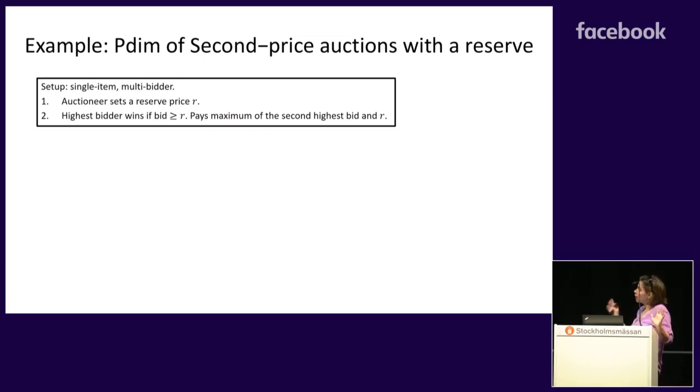So going back to mechanisms, let's assume that we just have one item for sale and a multiple bidder scenario, and we are thinking about the class of auctions that are second price auctions with reserve prices. Just to remind you, as Ellen mentioned, in this case the auctioneer sets a reserve price R, and the highest bidder wins if his bid is greater than R, and the payment that he makes is the maximum of the second highest bid and the reserve price R. And we can show that the pseudo-dimension of this class of functions is not too large. It's actually only a constant.